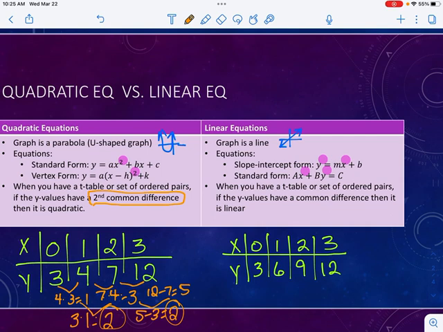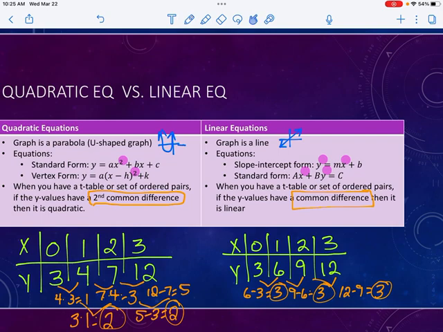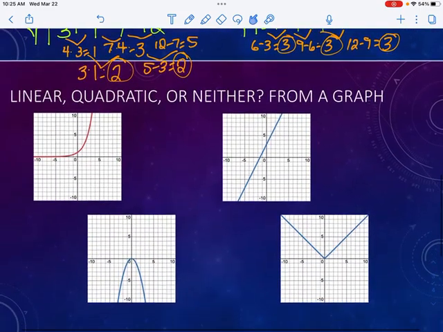Compared to over on this side, when I start here, I go 6 minus 3, that's 3, 9 minus 6, that's 3, and 12 minus 9, that's 3. And if you notice, you get the same difference for all three, and that is what we refer to as a common difference. Okay, so if we're given a set of ordered pairs or a t-table, that's how we can do that. If we're given a graph, we should easily be able to spot the difference of those. Okay, so what we're going to do is we're going to try some problems, and what I would like you to do is just simply tell me linear, quadratic, or neither.